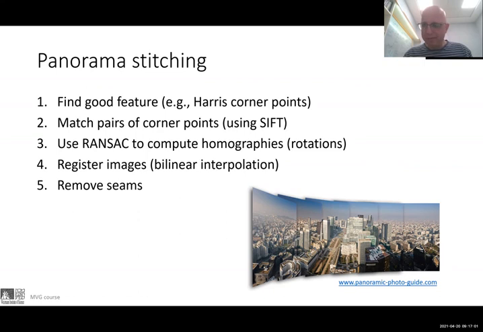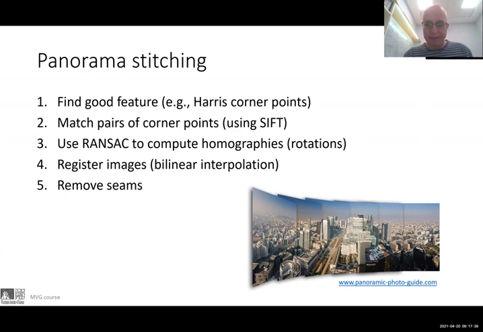So the idea, I'm sure almost everybody here, maybe everybody here, has tried this option. You take your phone camera and take several pictures, usually by rotating the camera, and there is a computer program that stitches the different images and creates a panorama. Here you can see the different steps in achieving the panorama.